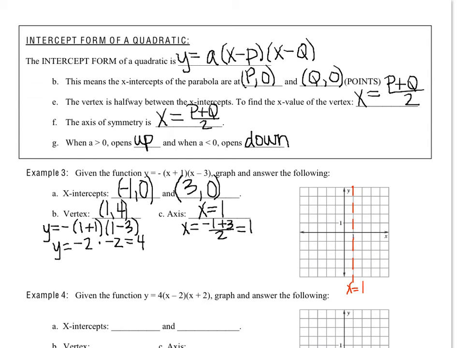My intercepts are (negative 1, 0) and (3, 0). And those should be the same distance away. If you notice how I do it, they are the same distance away from the middle. And then my vertex is the point (1, 4), which is right here. So I've got three nice points on there. I'm just going to connect them. And there's my parabola.